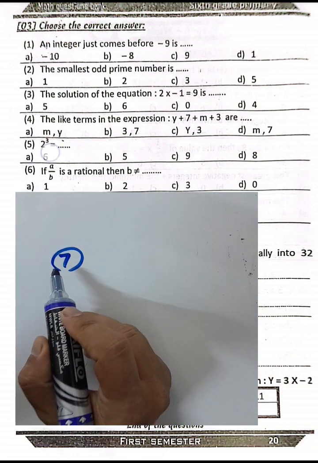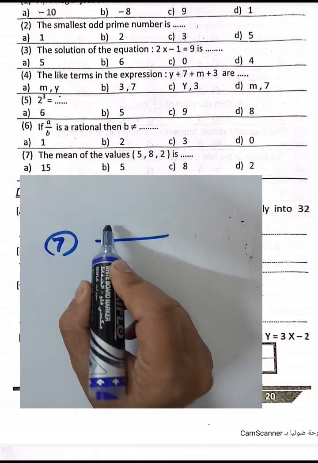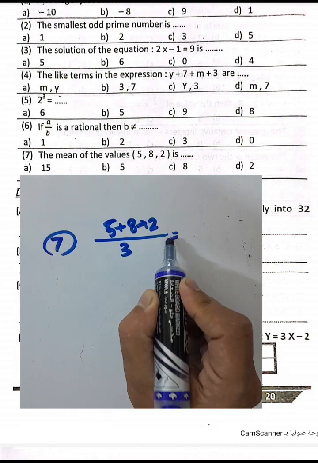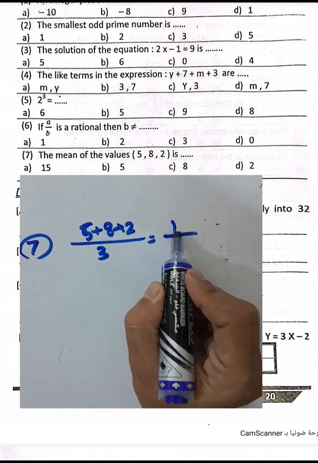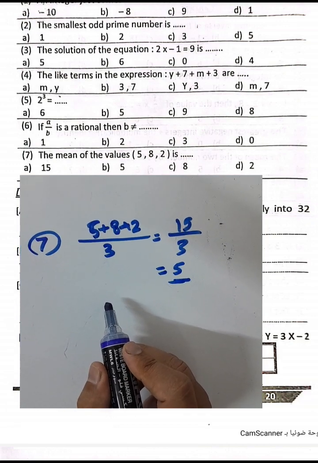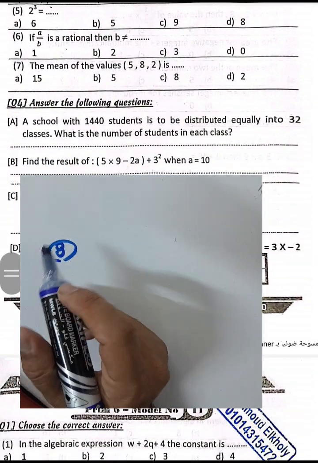Question 7, the mean of the values. We can find the mean by adding the values, 5 plus 8 plus 2, divided by the number of the values. The result here will be 15 over 3. The result will be 5. This 5 here we call the mean. Question number 8. Okay, now question number 4.